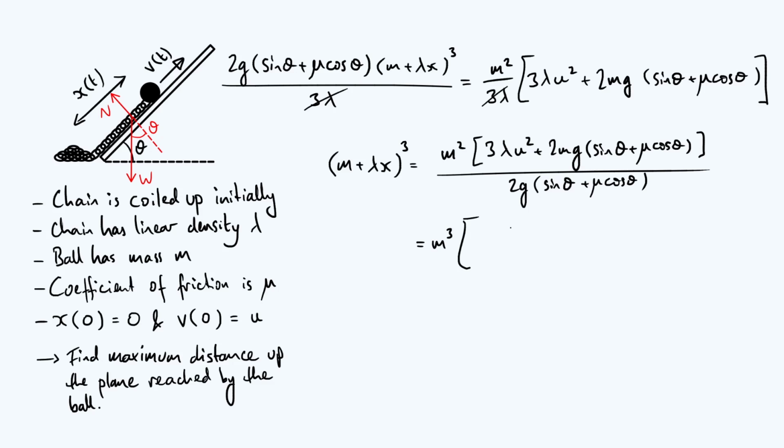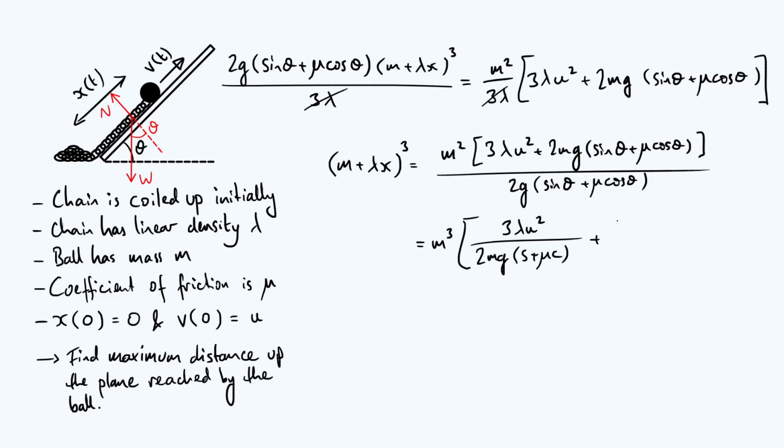So your first term is going to be, we're still going to have 3 lambda u squared on the top. That was there originally. You're going to have 2g sine theta plus mu cos theta on the bottom, but with an extra factor of m on the denominator, because remember we originally had m squared. Now I'm going to write it as m cubed, just for compactness and time saving. I'm going to write that as s plus mu c for sine theta plus mu cos theta.